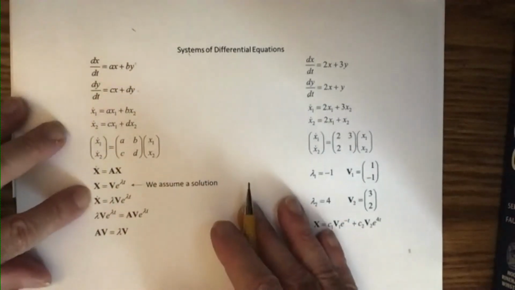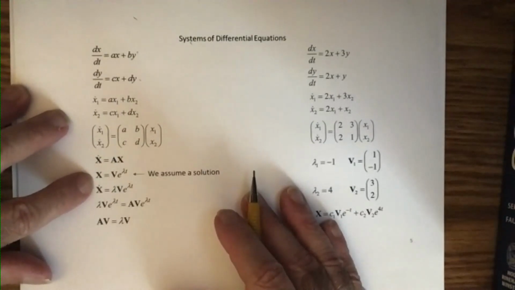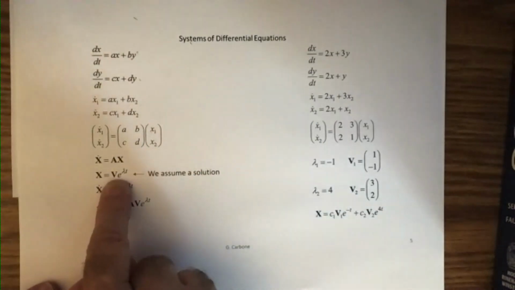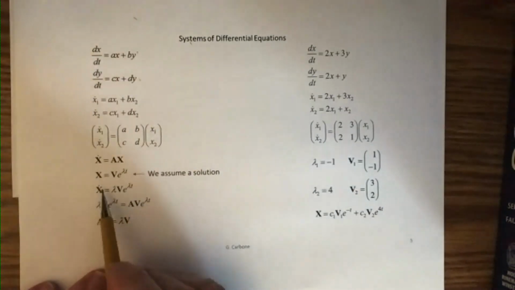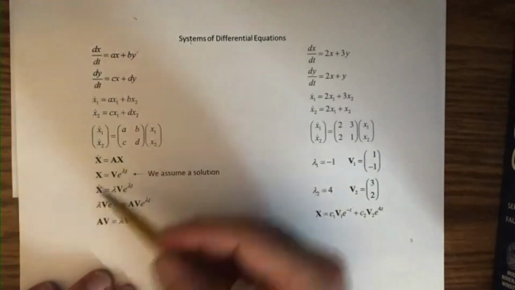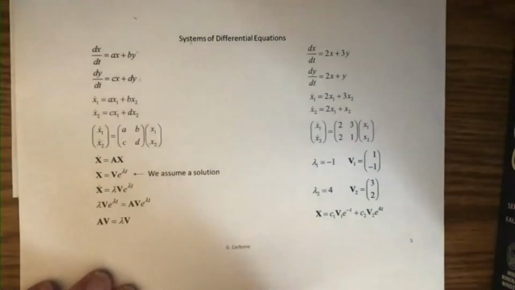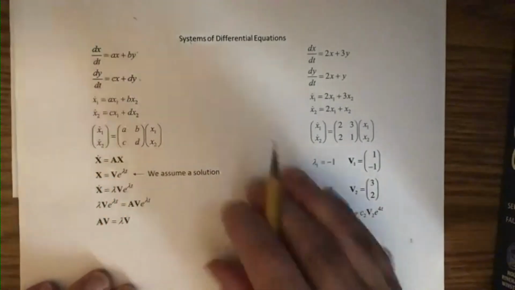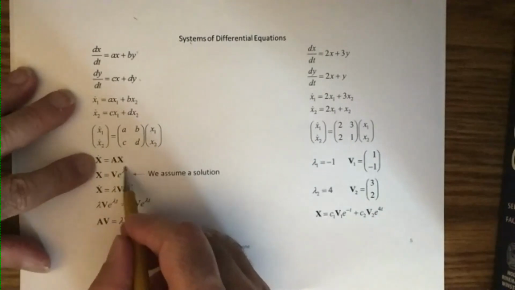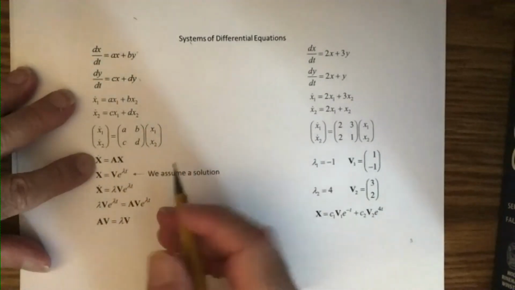Just like we did with second order differential equations with constant coefficients, I assume a solution of this form. When I take the derivative of this, look what happens. This just is going to bring down a lambda. That's all it's going to do when I take the derivative of this. But the derivative is equal to this. It's also equal to this.